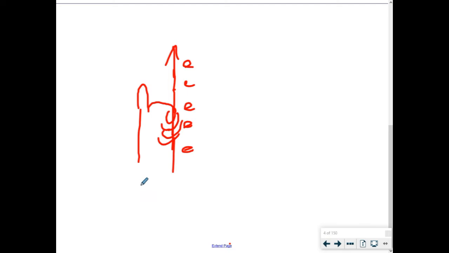How's that for a hand? Is that my left hand rule? Can you guys kind of see that there? This is your first hand rule here.